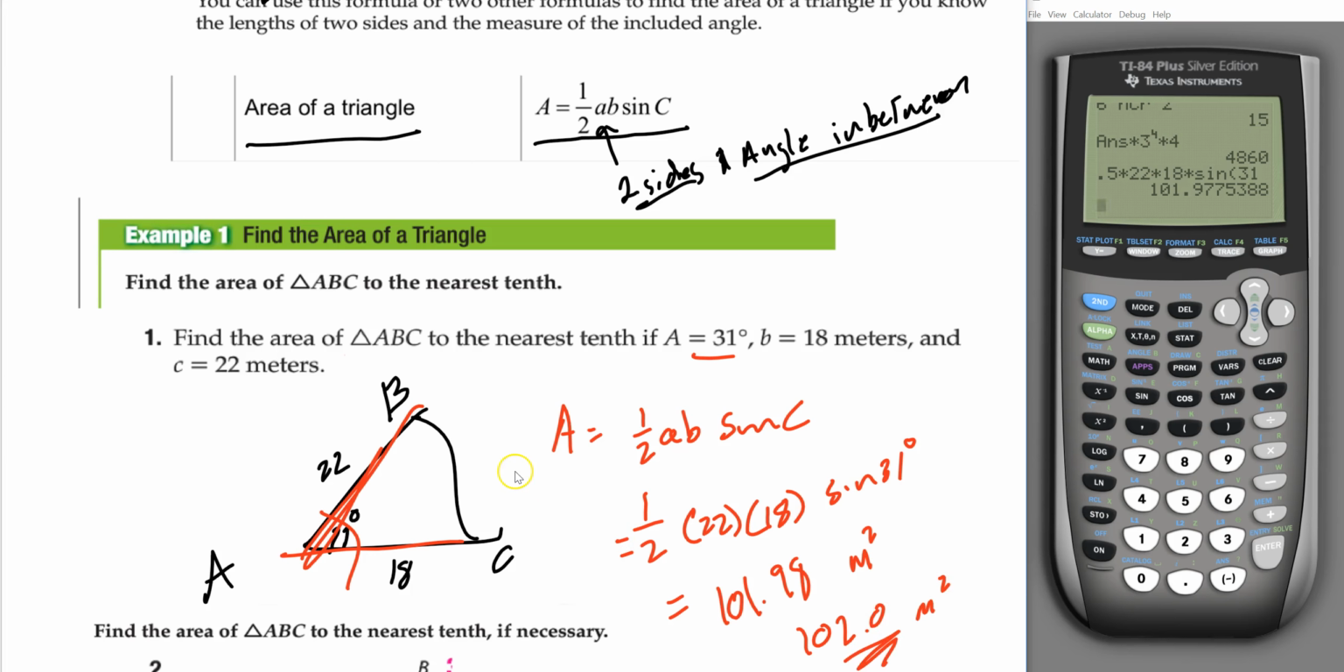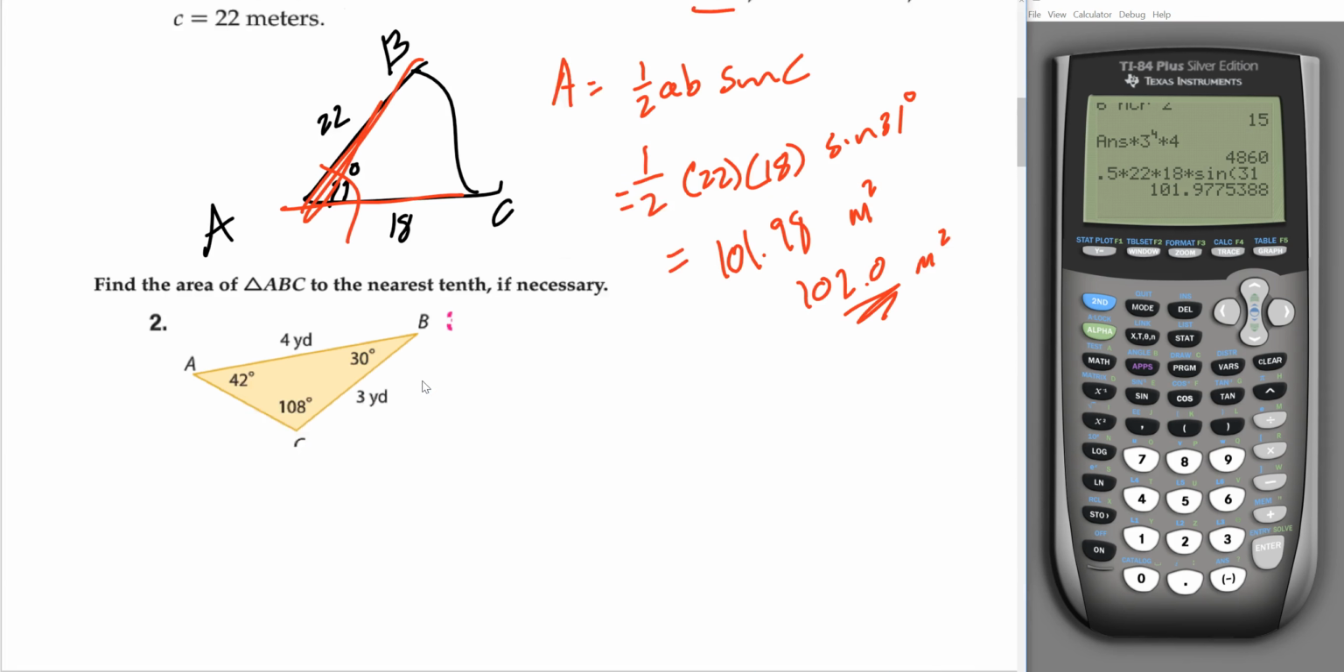Since it's the nearest tenth, move it up. That's a general idea. Let's do one more before we move on.